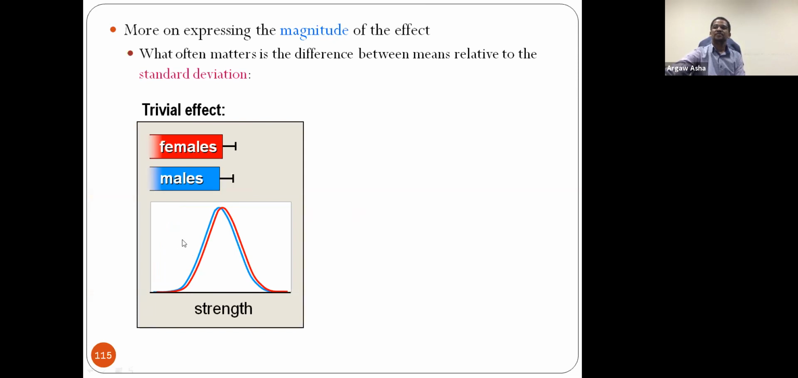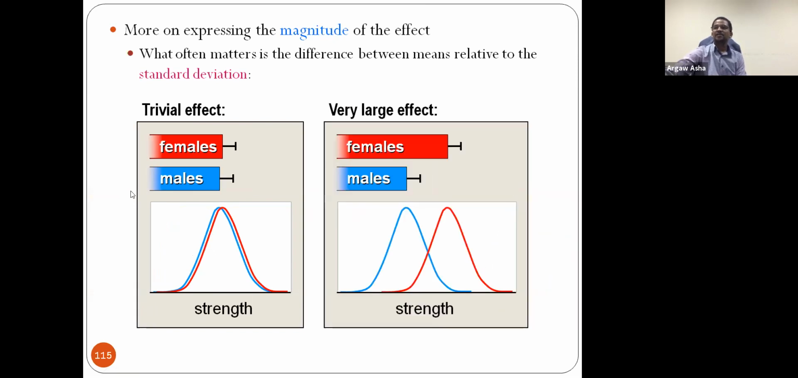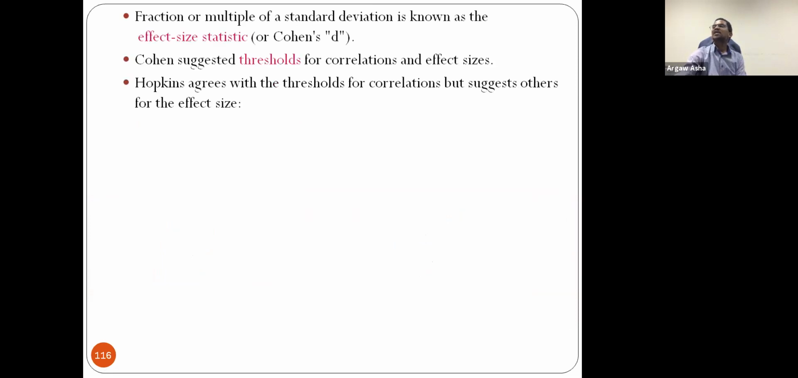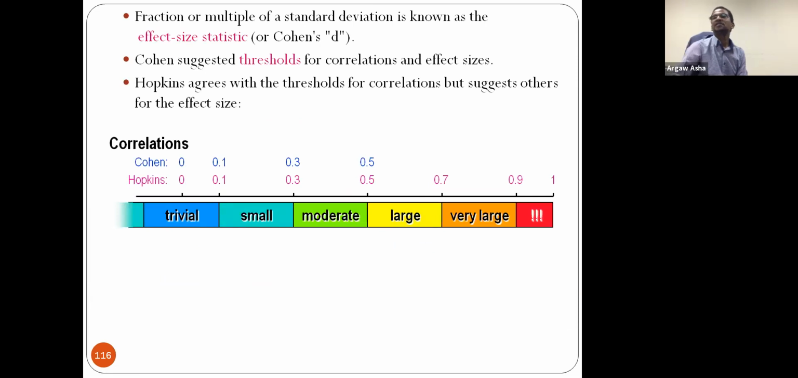Let us say we have two colors, blue and red, one for male and one for female conditions. This is a trivial effect you can see, or a very large effect you can compare. You see the female and the male conditions. Effect size threshold values: if it is trivial, we have 0 up to 0.1. If small, up to 0.3, moderate up to 0.5, large 0.7, very large up to 0.9 and 1.